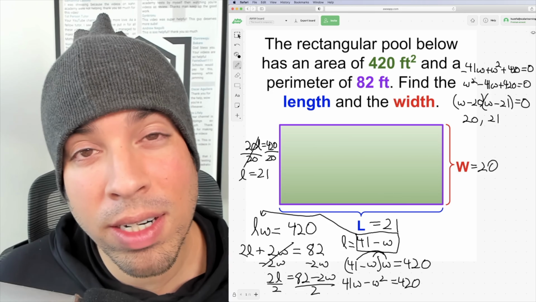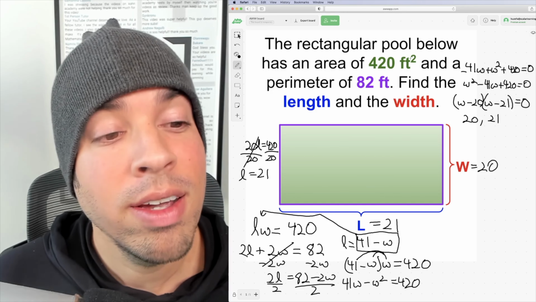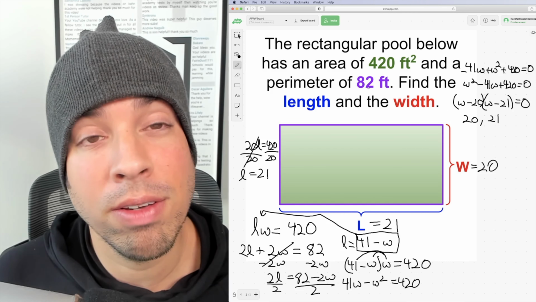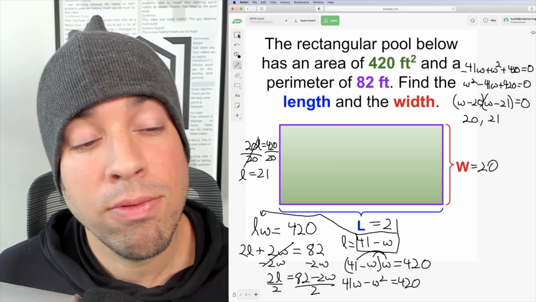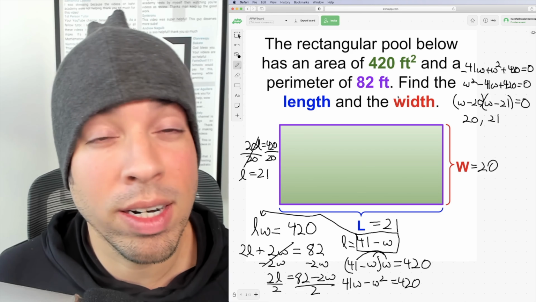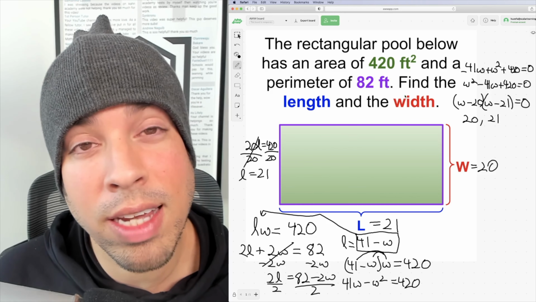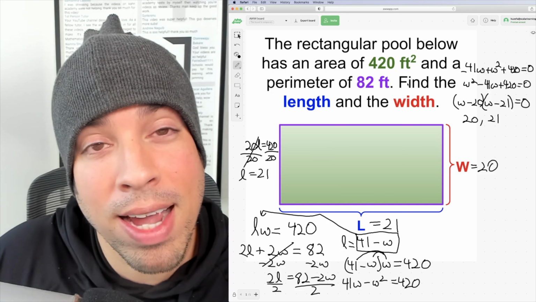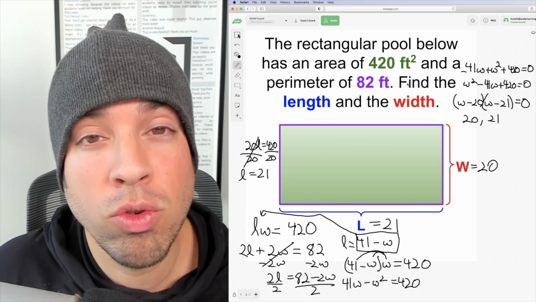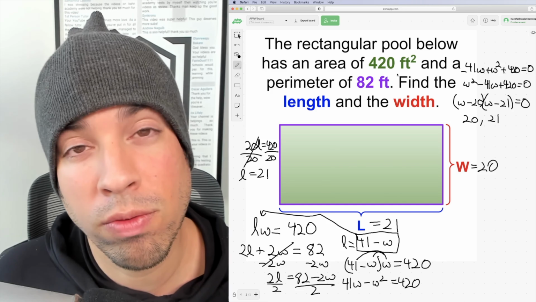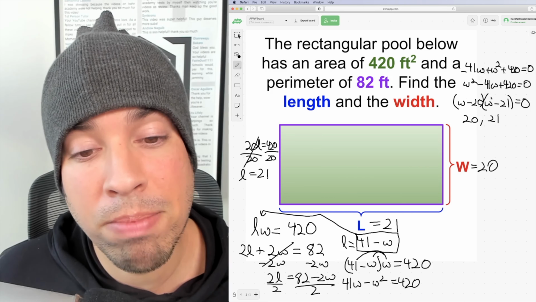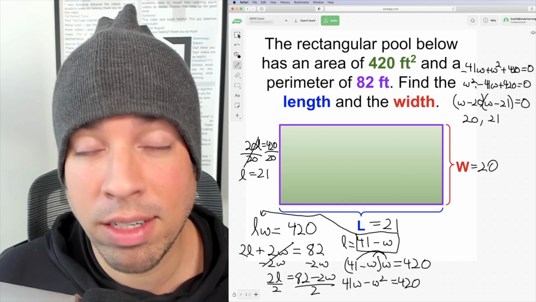Now, the second way we could have done this without using all that algebra is simply to think about the fact that, wait a minute, if I know that I've got 4 sides adding up to 82 and it's a rectangle, that means I've got 2 sides adding up to 41. So we kind of get back into that same situation: what two numbers add to 41, but at the same time multiply to 420? So it ends up becoming the same question that we're asking in the quadratic.